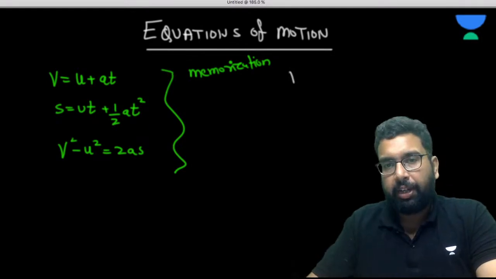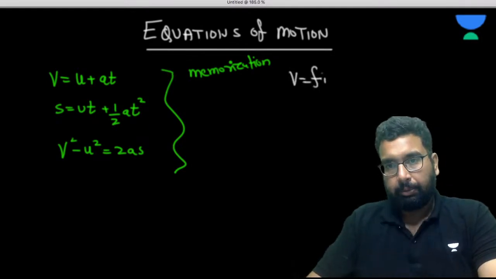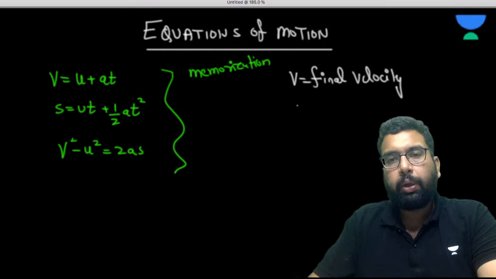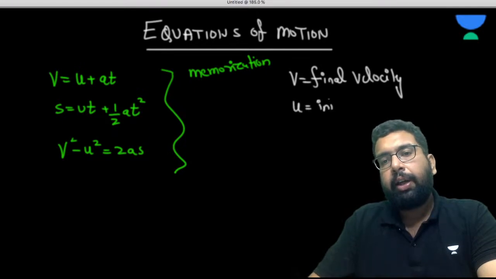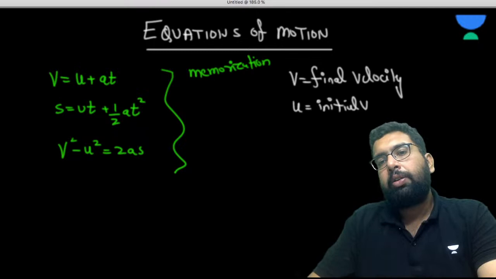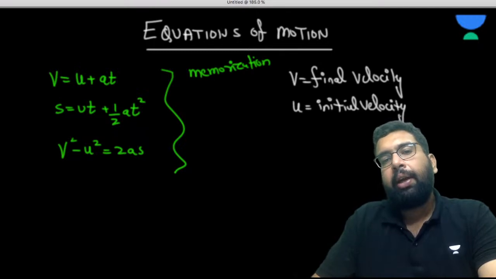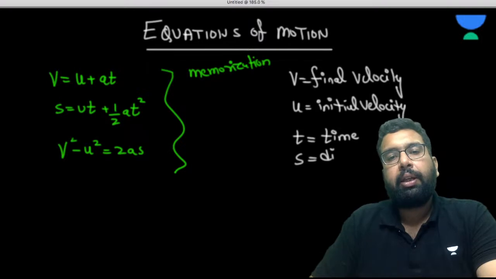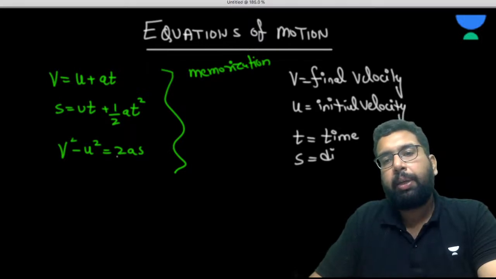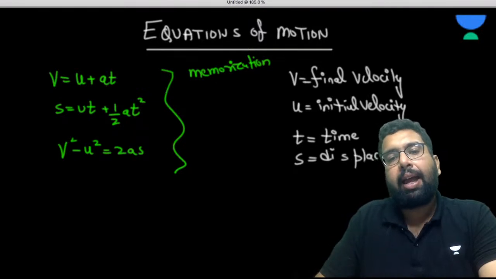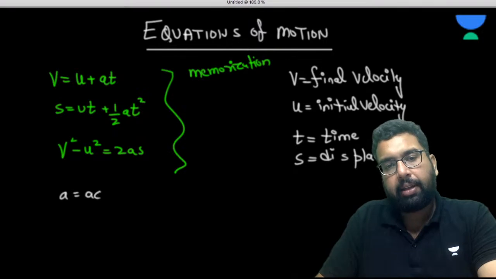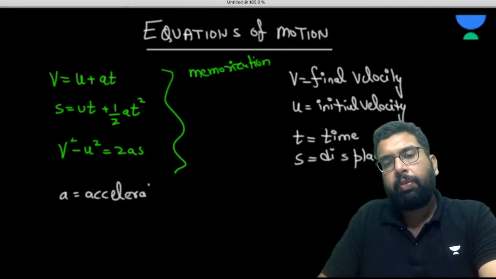Also, in this, V is the final velocity. U is the initial velocity. T is the time. S is the displacement. And A is the acceleration. Now, one very important point with respect to these equations.